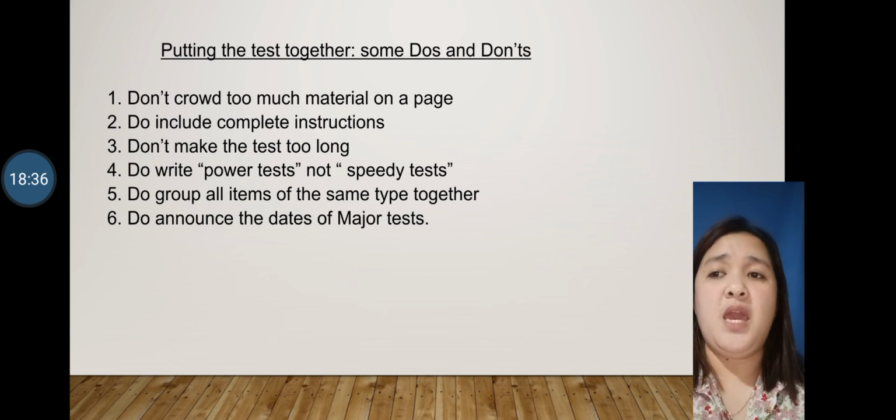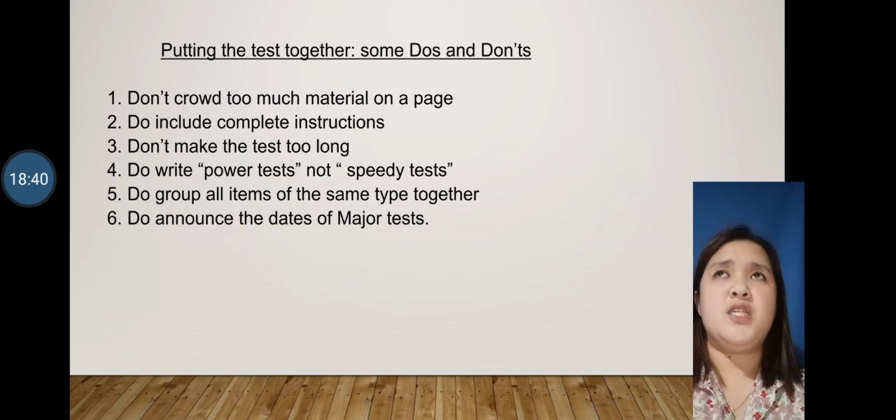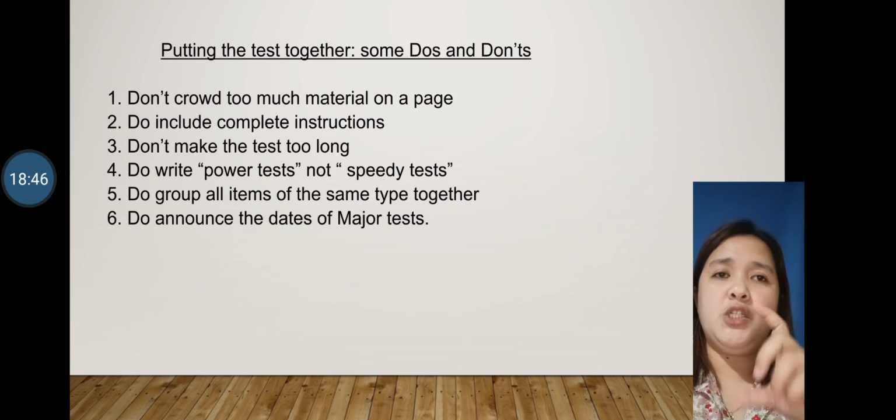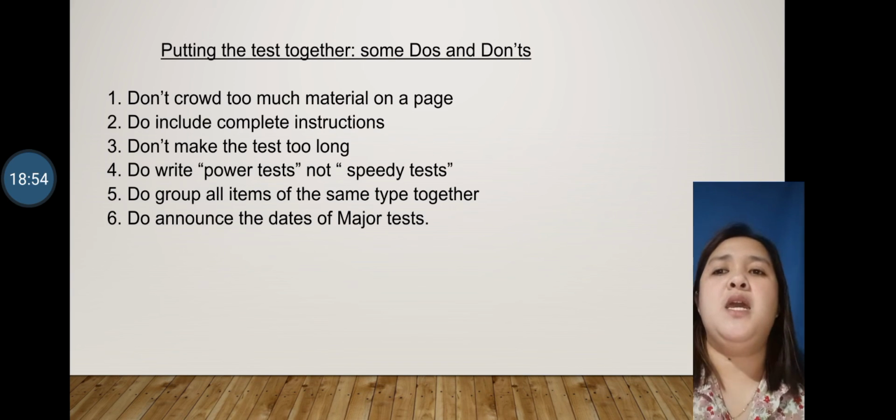Then, 5th, we have do group all items of the same type together. So, for example, first is multiple choice, 1 to 5. Then, next is matching type, 1 to 5 na po. Ano? So, imo na siyang i-group. Test 1, test 2, test 3. Ano? The next is, do announce the dates of major tests.